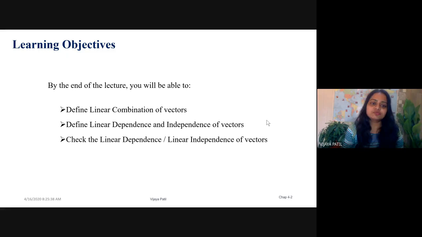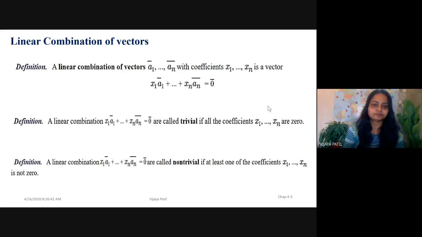What are the learning objectives for today? At the end of the lecture, you should be in a position to define linear combination of vectors, linear dependence and independence of vectors. And if a set of vectors has been given to you, you should be able to check whether those vectors are linearly dependent or linearly independent.